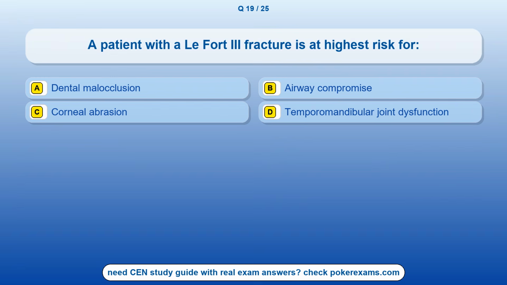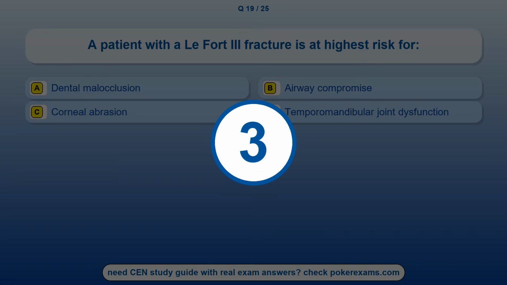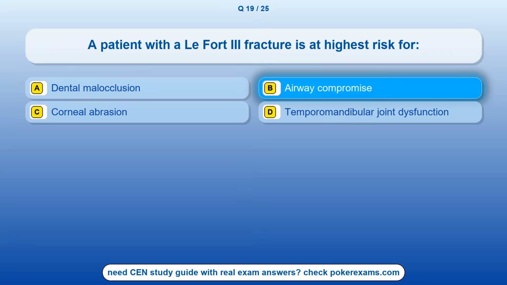Question 19. A patient with a Le Fort 3 fracture is at highest risk for option A, dental malocclusion, option B, airway compromise, option C, corneal abrasion, option D, temporomandibular joint dysfunction. The correct answer is option B, airway compromise.